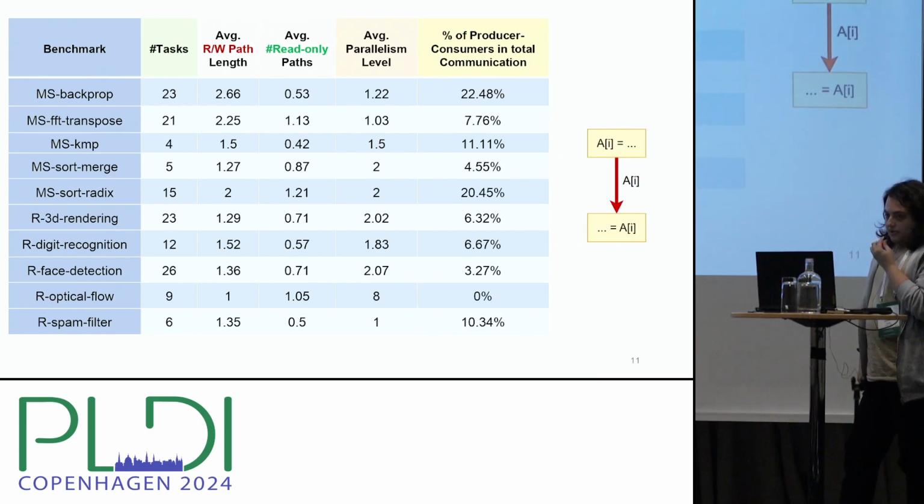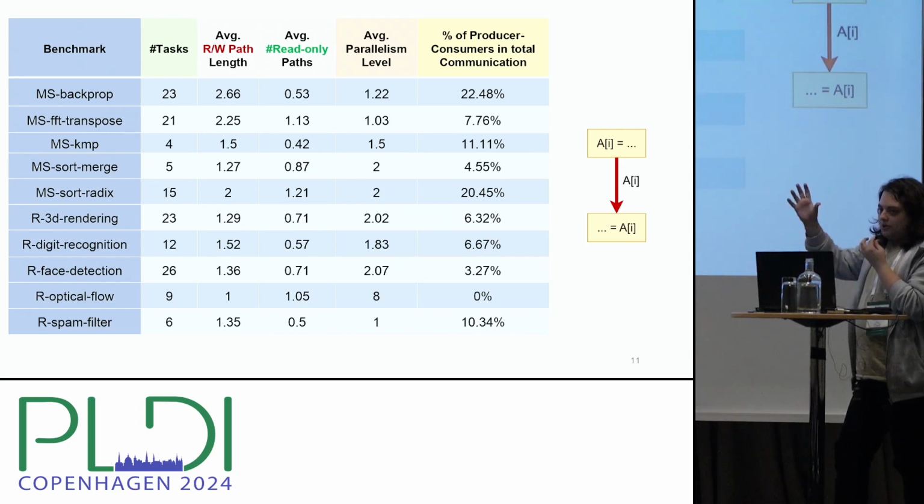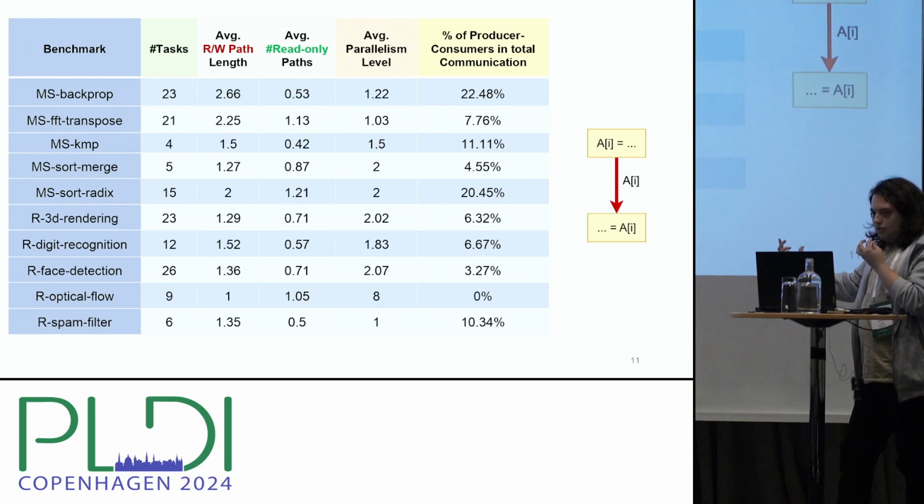And finally, also very important in the context of FPGAs is the percentage of total communication that is done through a producer-consumer relationship. So one task produces the data, the other one consumes it, and this is done linearly, which can lead to the creation of a dataflow region, which can be very easily exploited by an FPGA.